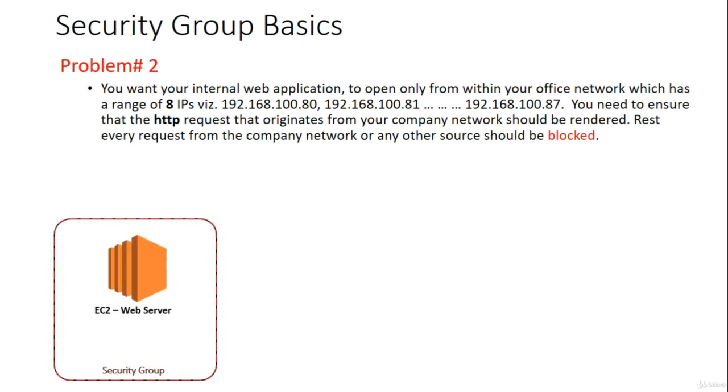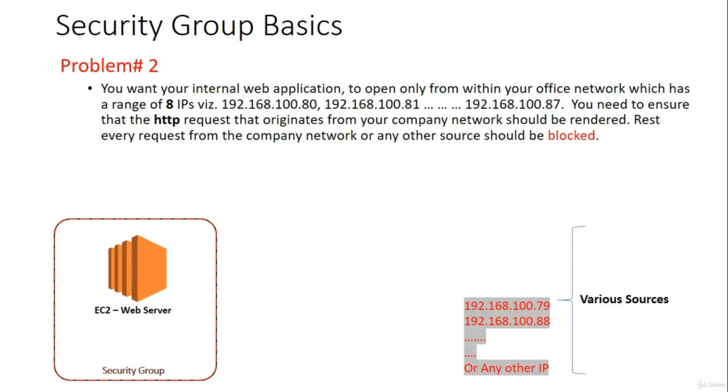So again, this is your web server along with the security group, which sits outside the web server, and there are various sources. All these which are marked in red are not allowed. These are the 8 IPs. I mean, only 3 are shown, but you think that there are 8 IPs in continuation.